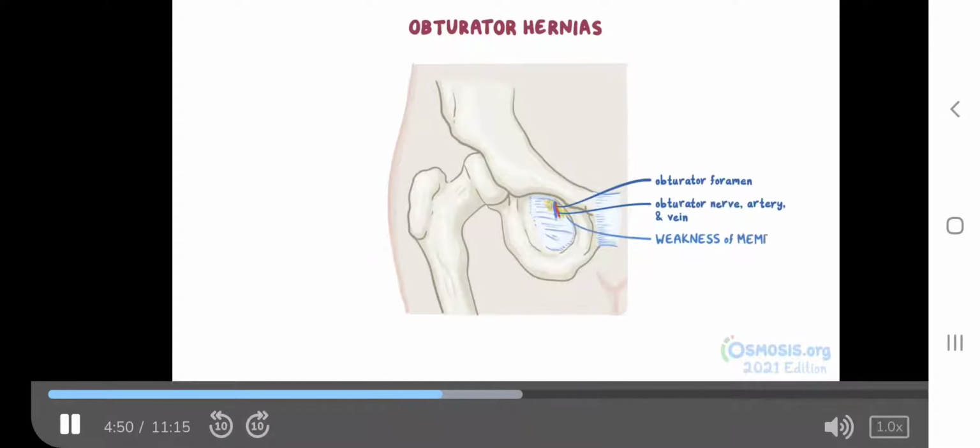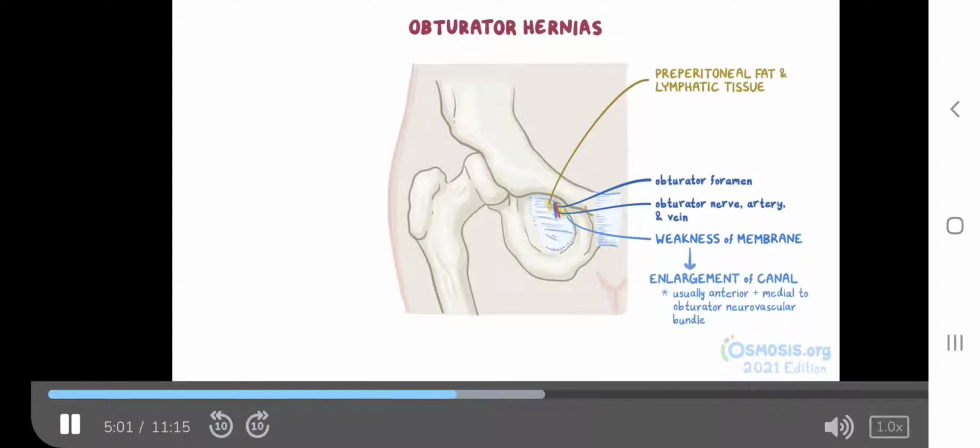Weakness of the obturator membrane can cause enlargement of the obturator canal with a defect that is usually anterior and medial to the obturator neurovascular bundle. Preperitoneal fat and lymphatic tissue in the obturator canal normally form a cushion around the neurovascular bundle that prevents herniation. Thus, obturator hernia usually occurs in the setting of profound weight loss.